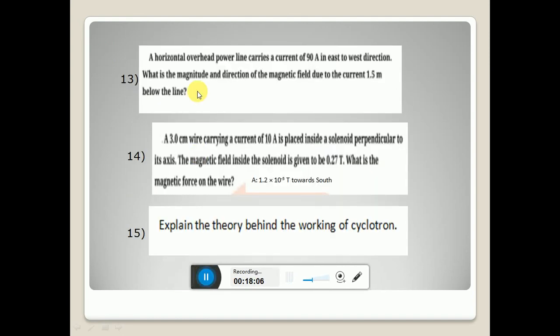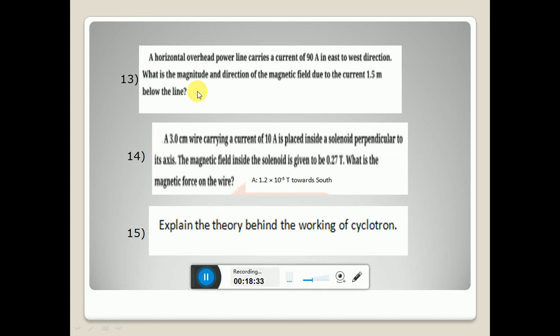Next one: a horizontal overhead power line carries a current of 90 amperes in the east to west direction. What is the magnitude and direction of the magnetic field due to this current 1.5 meters below the line? So you have to apply the equation for a straight current carrying conductor, one of the applications of Biot and Savart's law, and find the magnitude of the magnetic field.